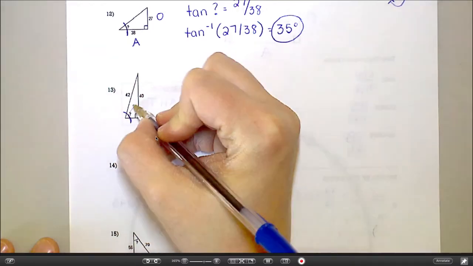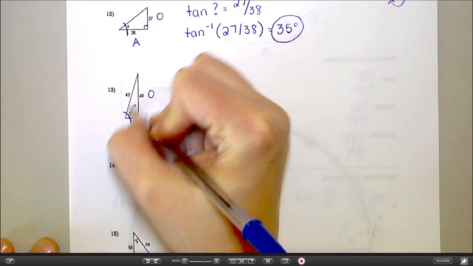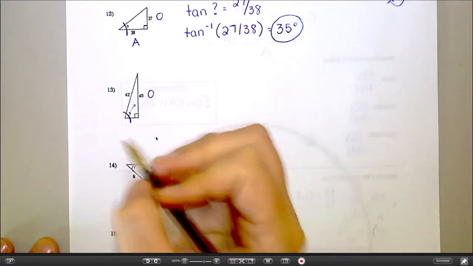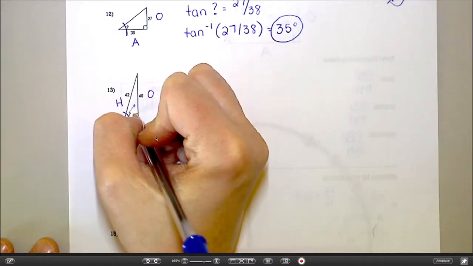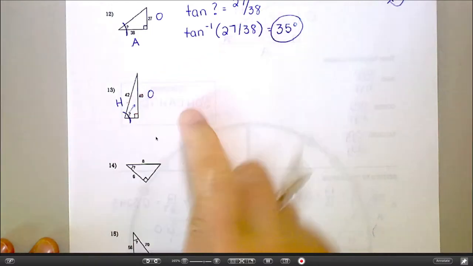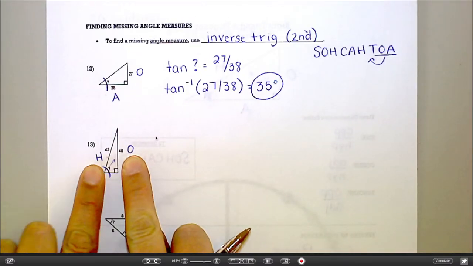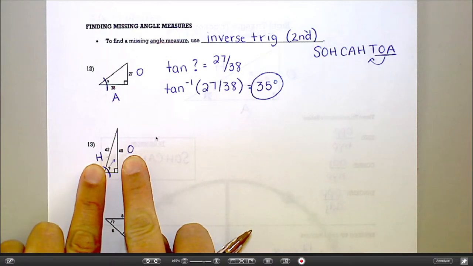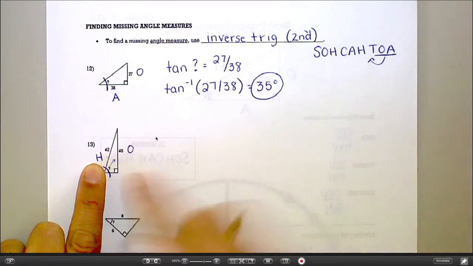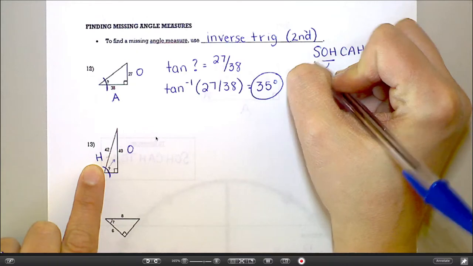That's across from it, right? So that's the opposite. And what is the 42? That's the hypotenuse, because it's across from the 90, right? So if I'm using O and H, there's my friend Sokotoa again. O and H is which trig ratio? Sine. Good. O and H is sine.